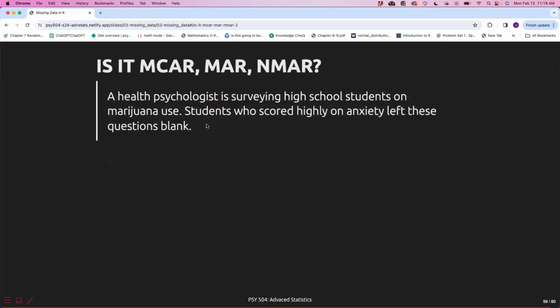But only record the data from the first memory test. So the first memory test predicts who's missing. That's true. We could probably use that, right? We could use the memory test from session 1 to see. They might have low scores, and that could predict why. So it could be MAR. So you can make the argument for it.